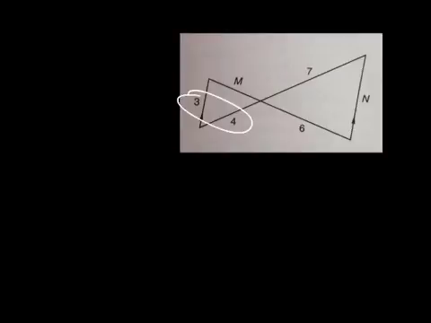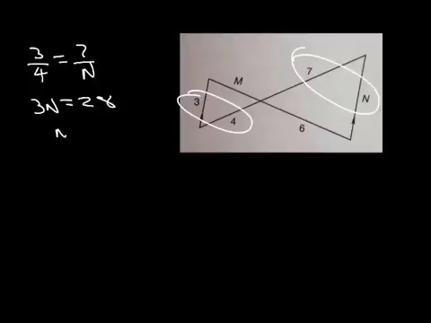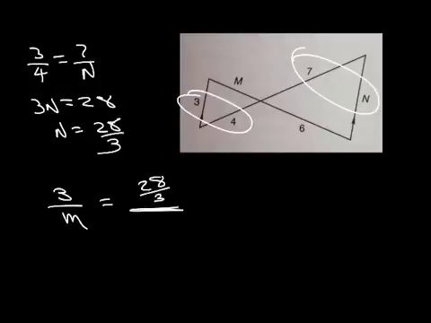I can do the 3 and the 4 is going to be similar then to the 7 and the N. So 3 over 4 equals 7 over N. Now I can find out that my N is 28 over 3. And then I can do the same with my 3 to find my M. 3 is to M as N, which I found out is 28 over 3, is to what corresponds with my M? 6.